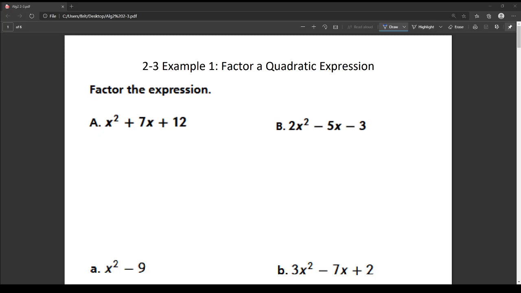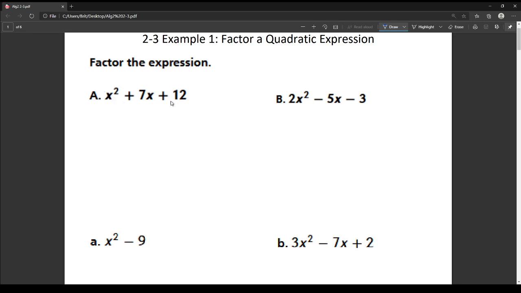In this video I'm covering example 1 from lesson 2-3, where we are starting to talk about factoring a quadratic expression. Alrighty, so the way that I start approaching this is we have to identify what kind of factoring we need to use.